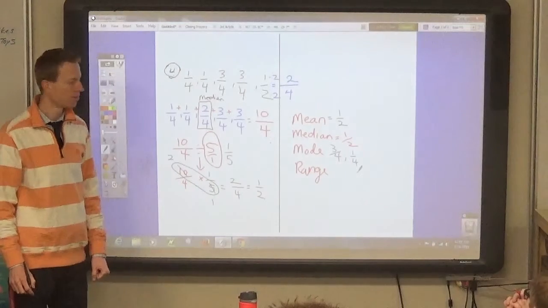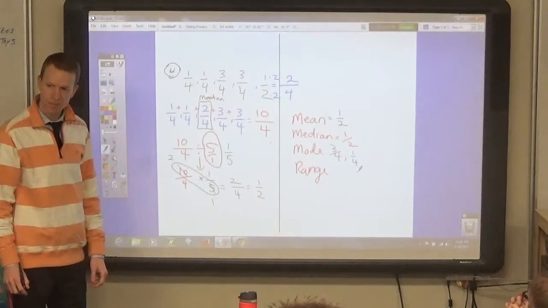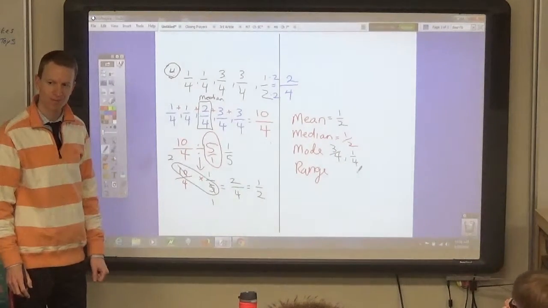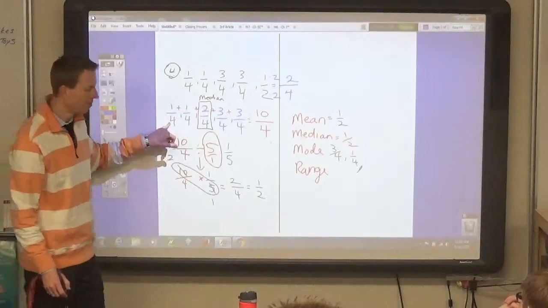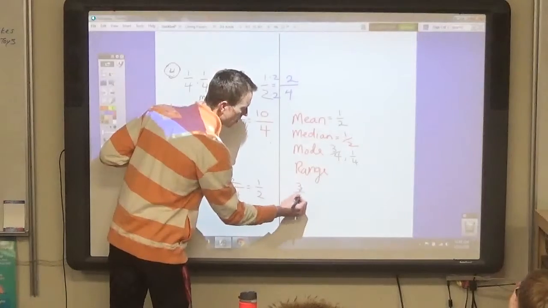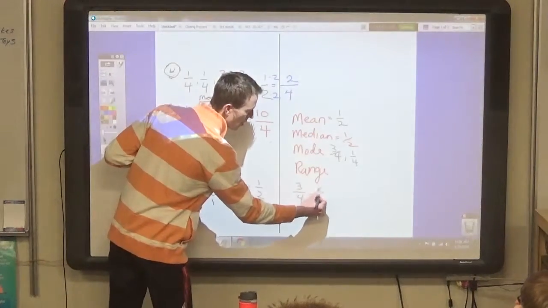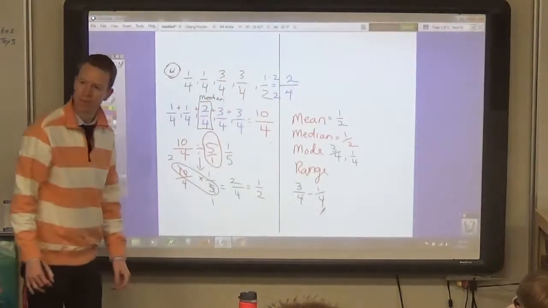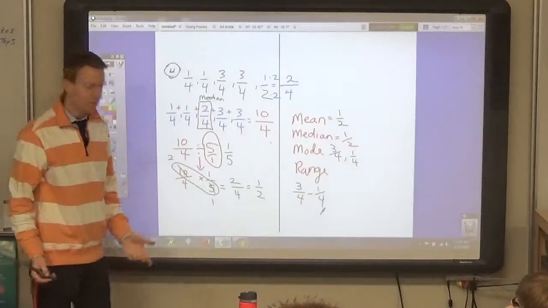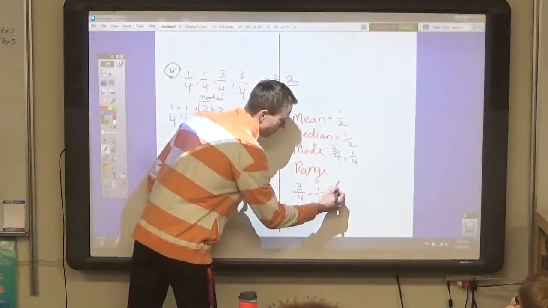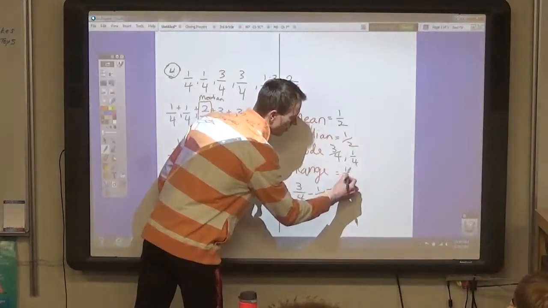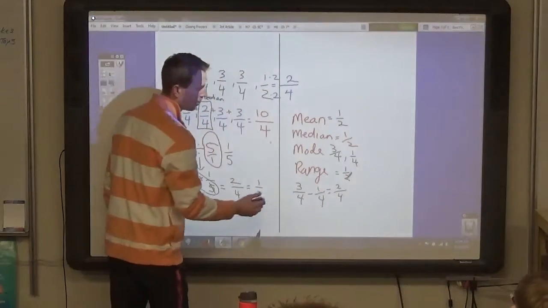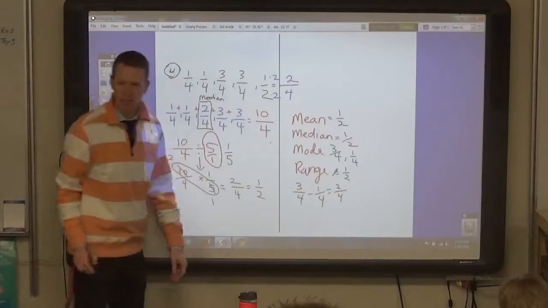Daria, how do you find the range? Biggest number minus smallest. So 3/4 minus 1/4. 2/4. 1/2 again, isn't it? Yep. Any questions on this one?